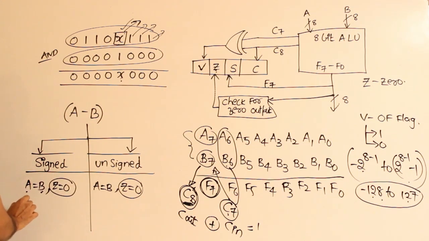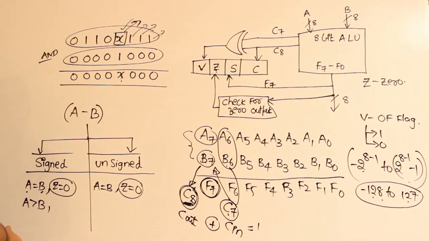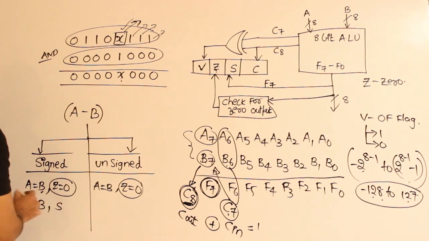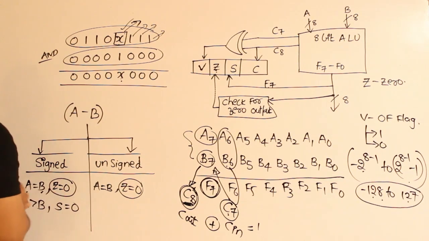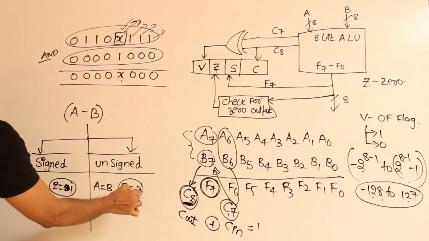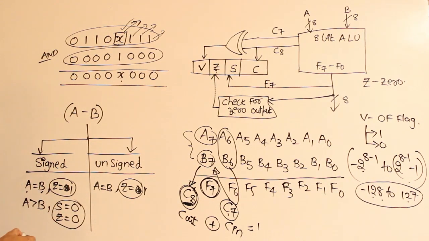Otherwise, if A is greater than B and if it is a signed number, we know that the result is going to be positive. So the result is going to be positive means the sign bit is going to be positive, and the 0 flag is going to be 0. So if you see this, in case of signed, what does it mean? I performed A minus B and then I got this sign as 0, which means I got a positive result, and the value of the 0 flag is 0, which means both are not equal, and the result is positive.